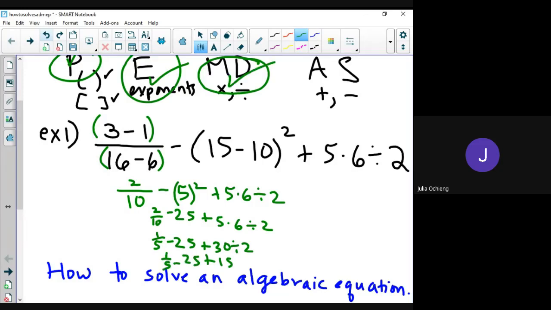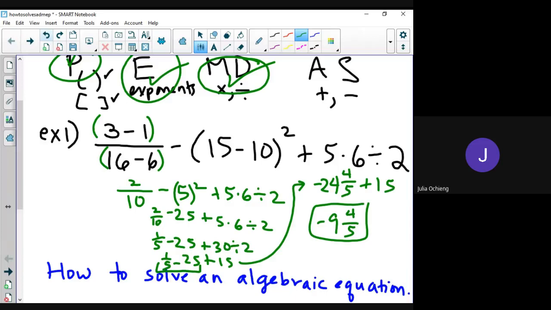And now we're going to do whatever's left, the adding and the subtracting. You do have to do it from left to right, though. So it is 1/5 minus 25 first. You cannot do 25 plus 15 first, or you will get a different and wrong answer. So 1/5 minus 25 is negative 24 and 4/5. You can do it with a calculator, or you can just remember that 1/5 minus 25 is the same thing as 25 minus a fifth, but with a negative sign. So that would be 24 and 4/5. Plus the 15. So you would do that, and I believe it's negative 9 and 4/5, but you can check that on your calculator.